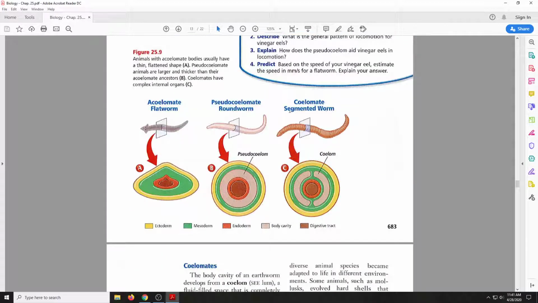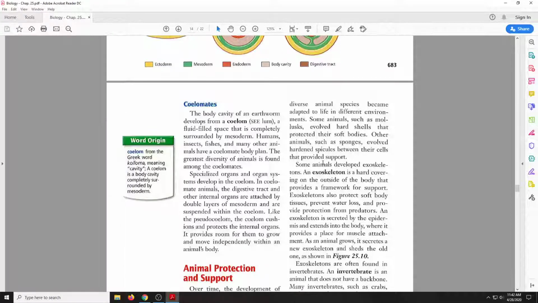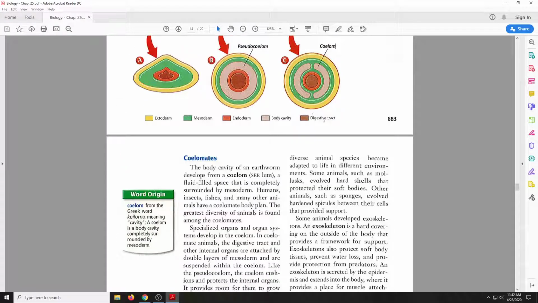Now let's look at this last guy, the coelomate. In this case, a segmented worm like an earthworm. The body cavity of an earthworm develops from a coelom, which is a fluid-filled space that is completely surrounded by mesoderm. Humans have a coelomate body plan. We have fluid-filled spaces completely surrounded by mesoderm inside of our body.